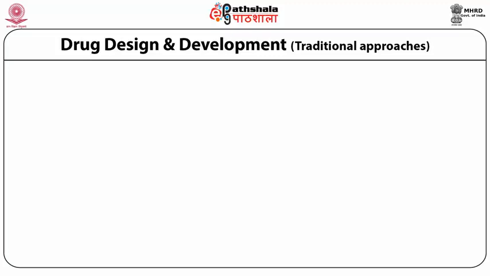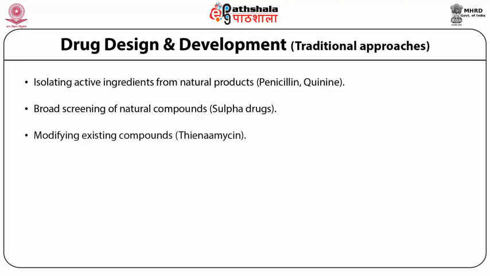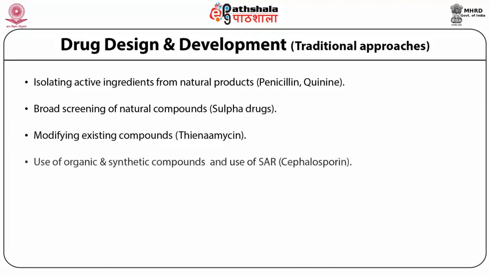Coming to the first, traditional approaches mainly involve the isolation of active ingredients from natural products that we have, like penicillin coming out from fungi, Penicillium notatum, and quinine coming from cinchona tree bark. Another way is screening out natural compounds like sulfur drug. Another way of developing a new drug is by modifying the existing compound. And the last is use of organic and synthetic compounds and also using structure activity relationship. For example, cephalosporin was developed by this.